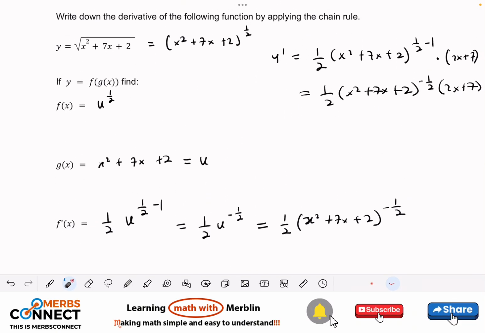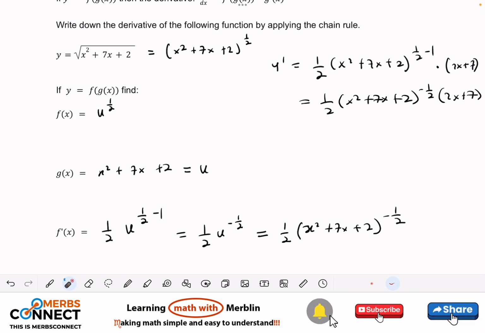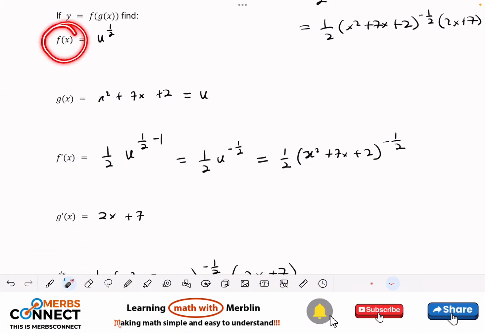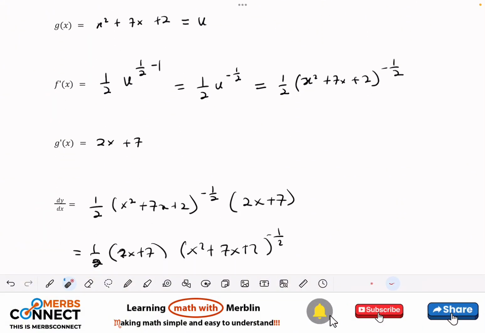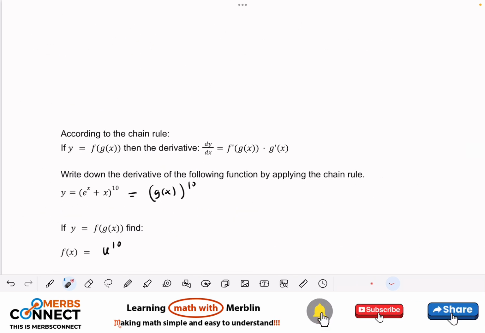So learn how to do it direct, like when you want to do it direct, right? And learn how to choose your f of x, g of x, and also to arrive at this one. But learn how to do it direct, right?